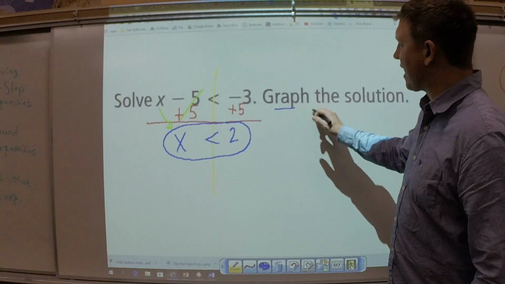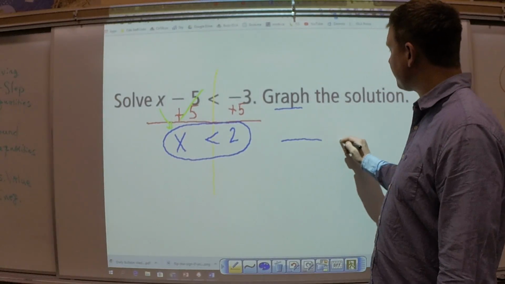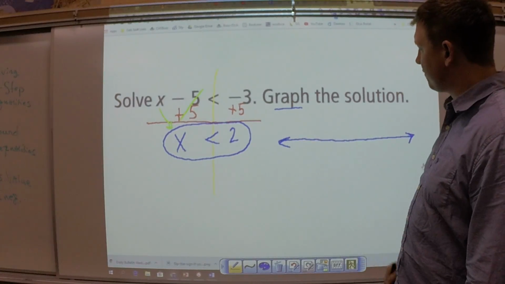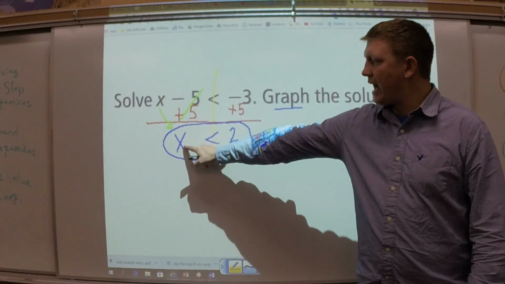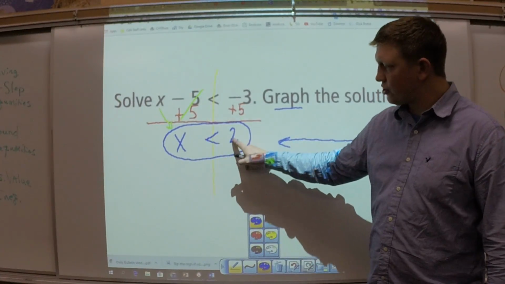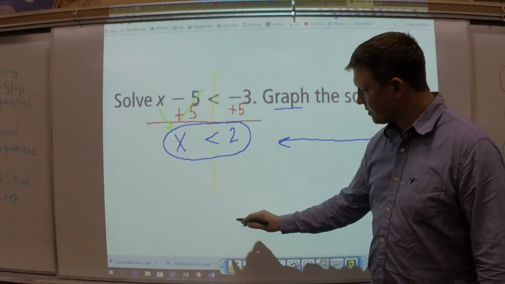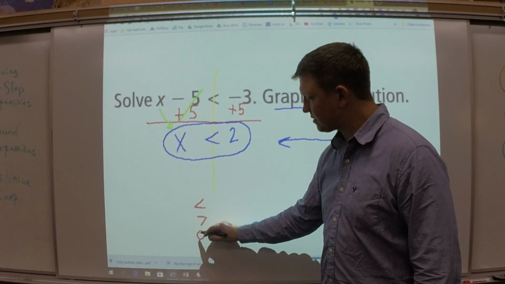But it also says graph it. And if it doesn't give you a graph, then you just have to rough sketch your own. Okay, this is how I would rough sketch a straight line for my number line. And then on my number line, I want to plot all values that are less than 2. All right? So in this case, remember my rules. If I have less than or greater than, it's going to be an open circle.